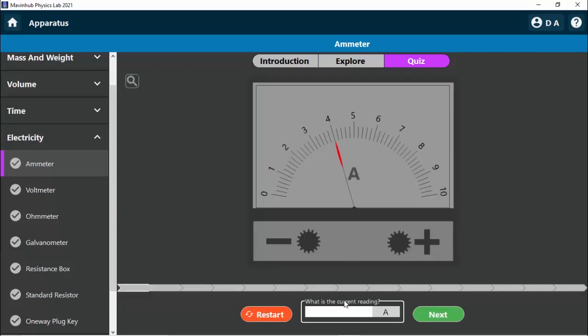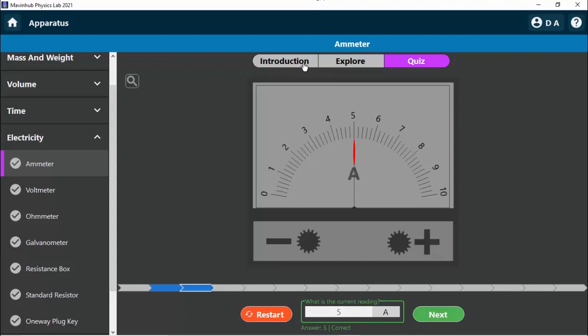So what's the reading of this ammeter? The reading is 4 because it's pointing at 4. Then what is the reading of this? This is 8. So what's the reading of this? This is 5. And it goes on.